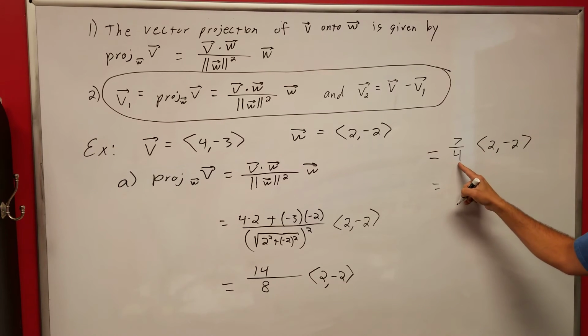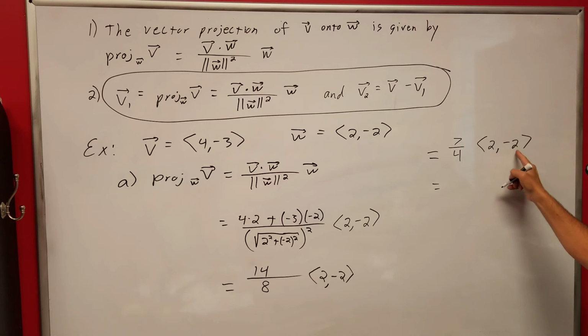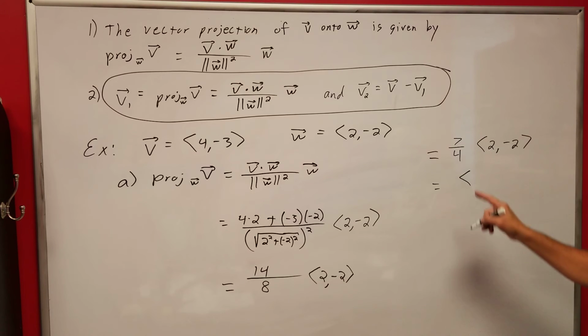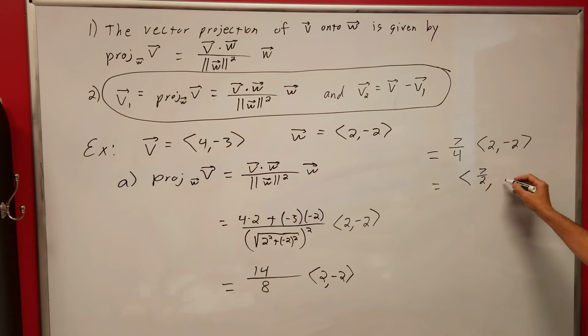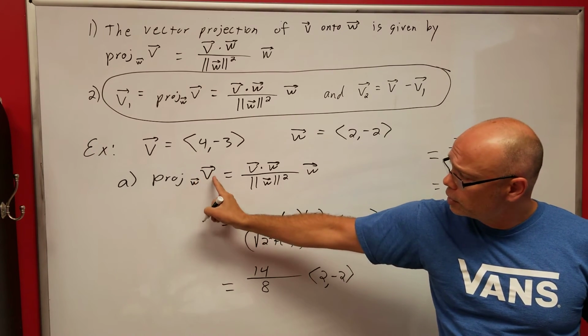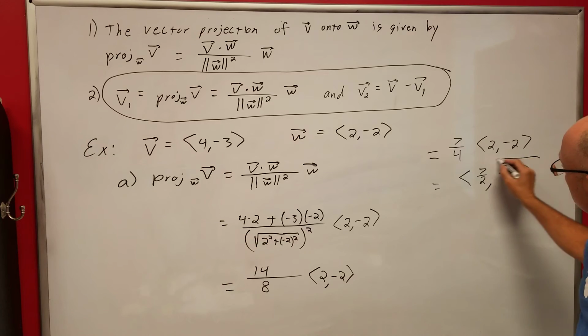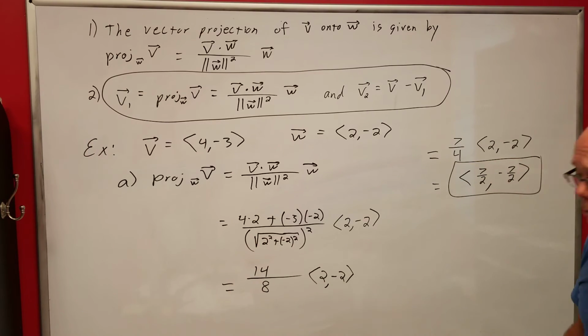And what does this give me? How do I multiply a scalar times a vector? I basically just distribute the scalar in and it produces a vector quantity, right? So what's 7 fourths times 2? 7 halves. And what's 7 fourths times negative 2? Negative 7 halves. So what did I just find? I just found the projection of V onto W. There we go.